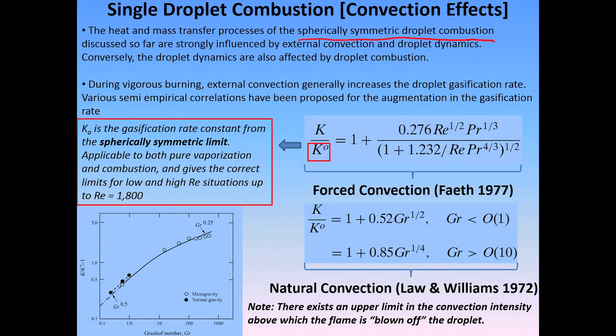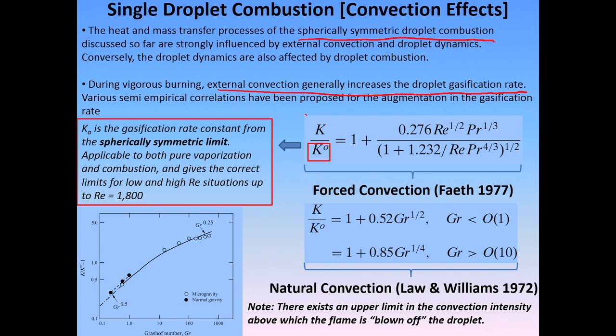But as in the case of evaporation, like the example I gave you earlier, if you want to cool a saucer of milk, how do you do it? You blow air over it. So when you have a strong convective environment around the droplet, it influences the flame, it influences the droplet burning. Due to vigorous burning, external convection generally increases the droplet gasification rate, because you are removing that boundary layer, removing that fuel vapor, so that more and more fuel can go in.